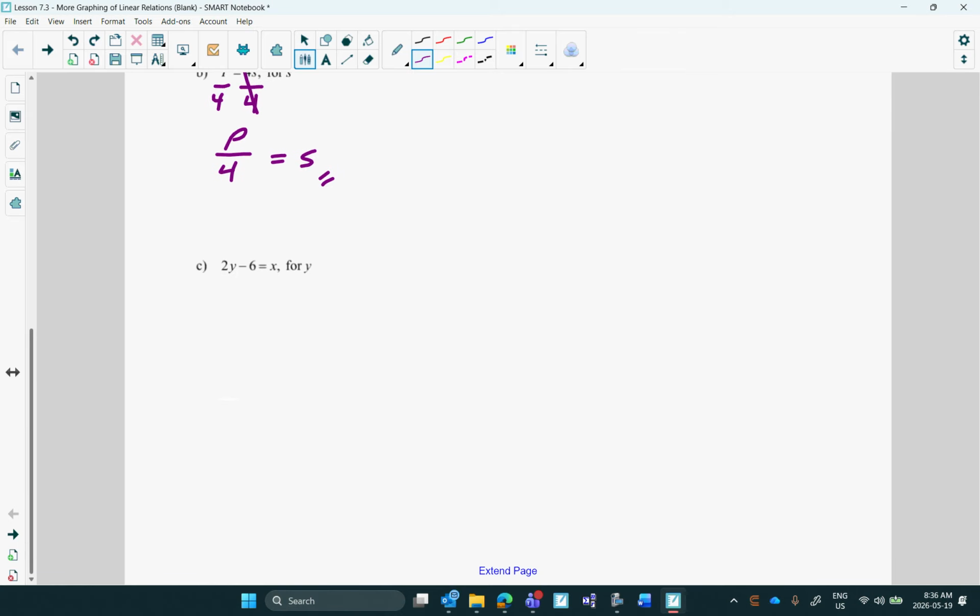This one, we want to solve for y. Well, we've got some work to do here because we've got a few things with y. Minus 6, add 6 to both sides. So what does it look like?